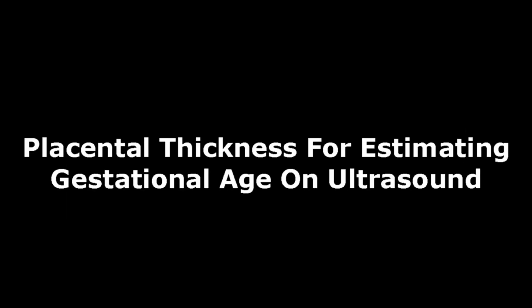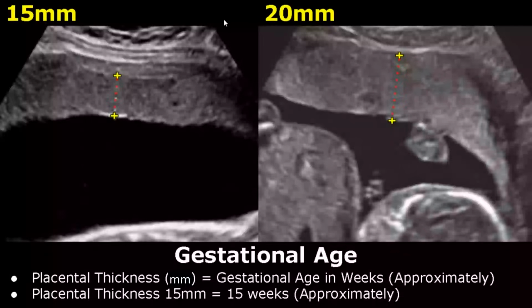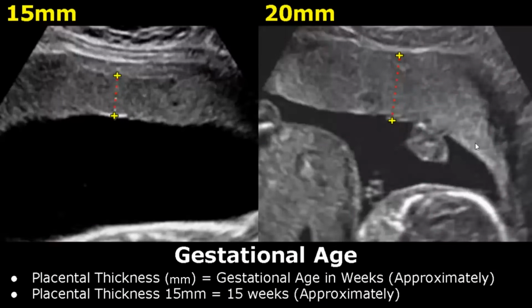Hello everyone, this is Dr. Sam, and this video is about placental thickness for estimating gestational age. We can use placental thickness to get an approximate gestational age. For this method, the placenta and fetus must be normal and healthy. By the end of pregnancy, the normal thickness will reach around 4 centimeters.